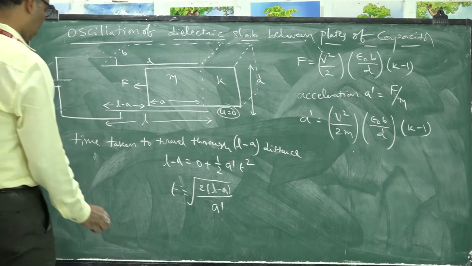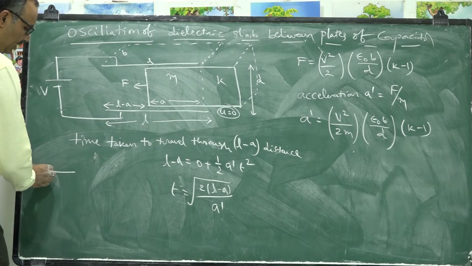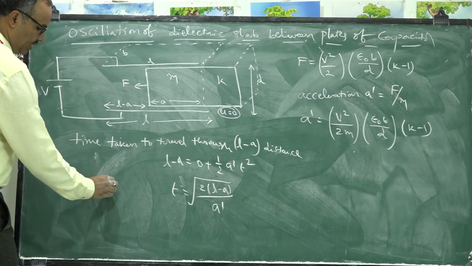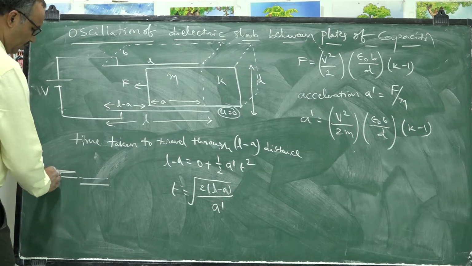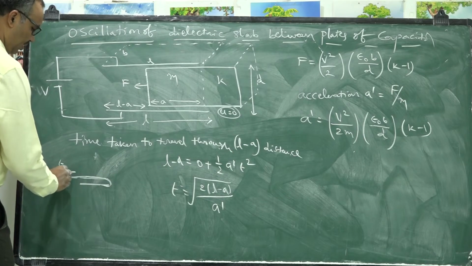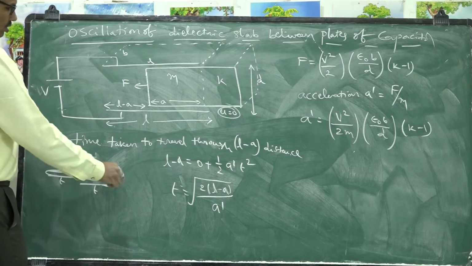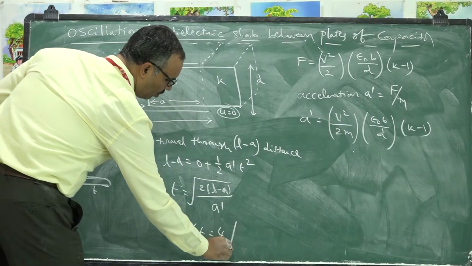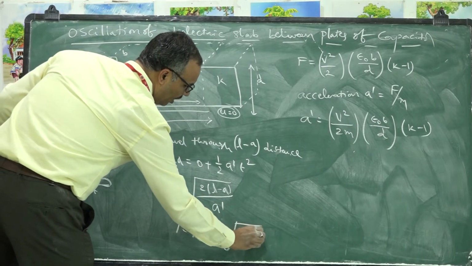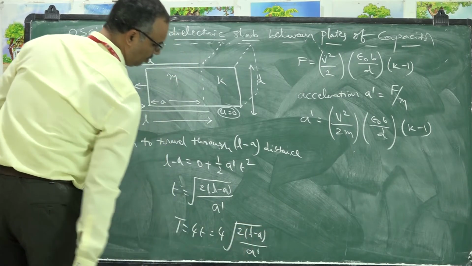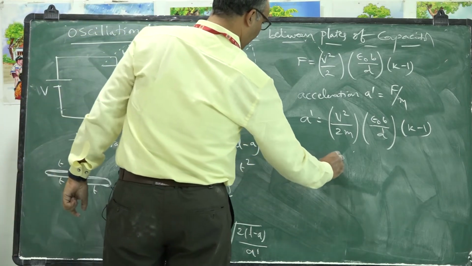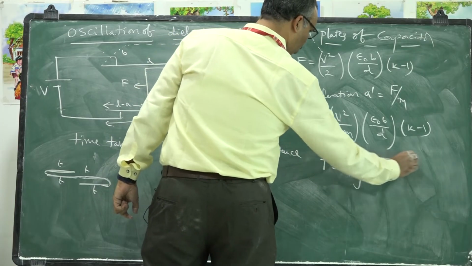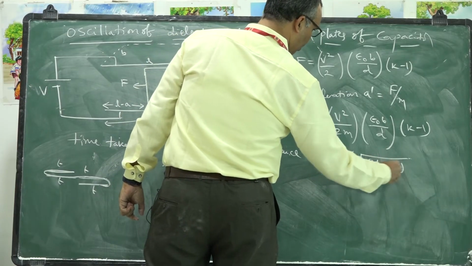Time period means it has to go like this, again come back like this, again move back like this, again come back like this. It is called one oscillation. So t plus t plus t plus t, so time period is given by 4t. That is 4 into square root of 2 into L minus a by a dash. Therefore, time period of oscillation is given by 4 into square root of 2 into L minus a by a dash.